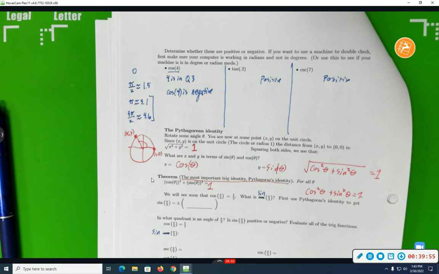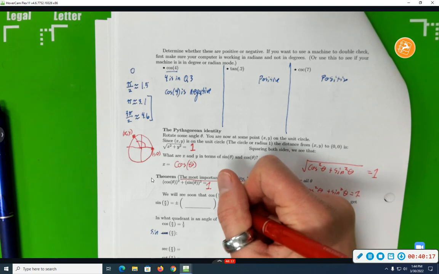Let's do exactly that. A thing we will get soon is that the cosine of pi over 3 is 1/2. Let's use that to try to compute the sine of pi over 3. And yeah, there are some typos. Most of those cosines should be sine. So let's try to do that.